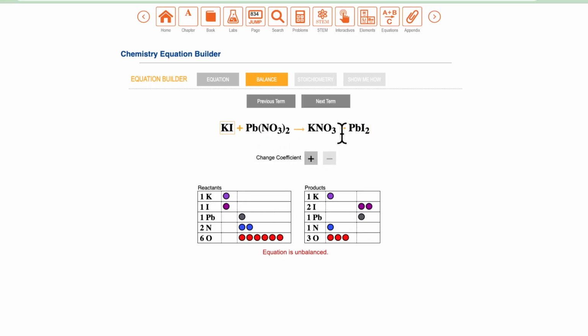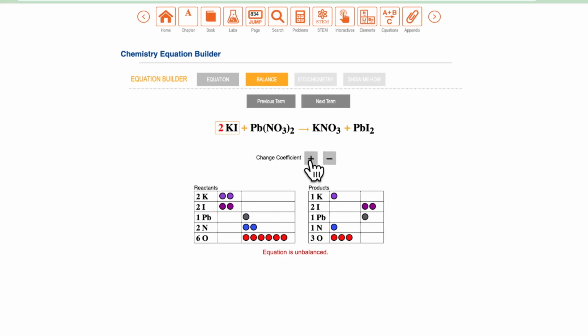And that is the only choice I have here, is to change the coefficient. I can't change subscripts, so this helps me learn. When I'm balancing equations, I'm not changing subscripts. All I'm doing is changing coefficients, the number in front of the term.